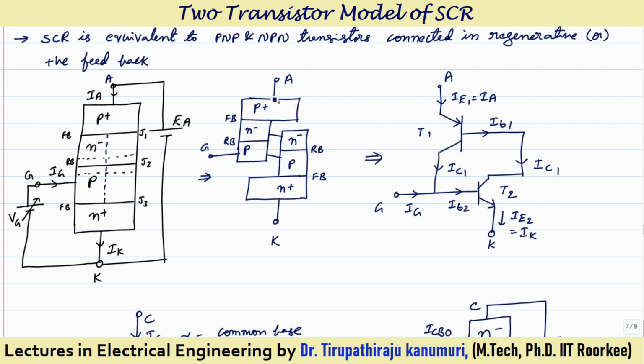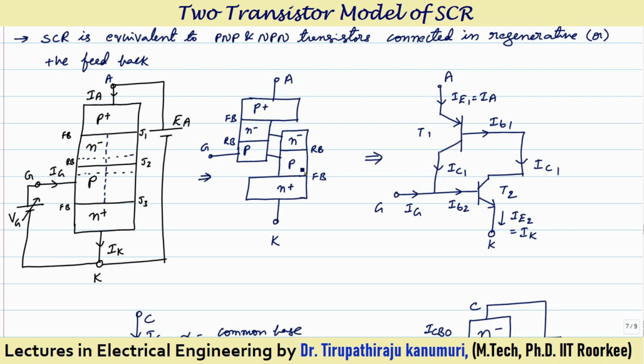That means the current supplied from this terminal, which we call the emitter, let us take the transistor as T1. This is the emitter current. This emitter current will divide into two parts: one is the base current and the other is the collector current. I hope it is clear to you. Now this N minus region is connected to N plus, because this is nothing but emitter, base and collector.